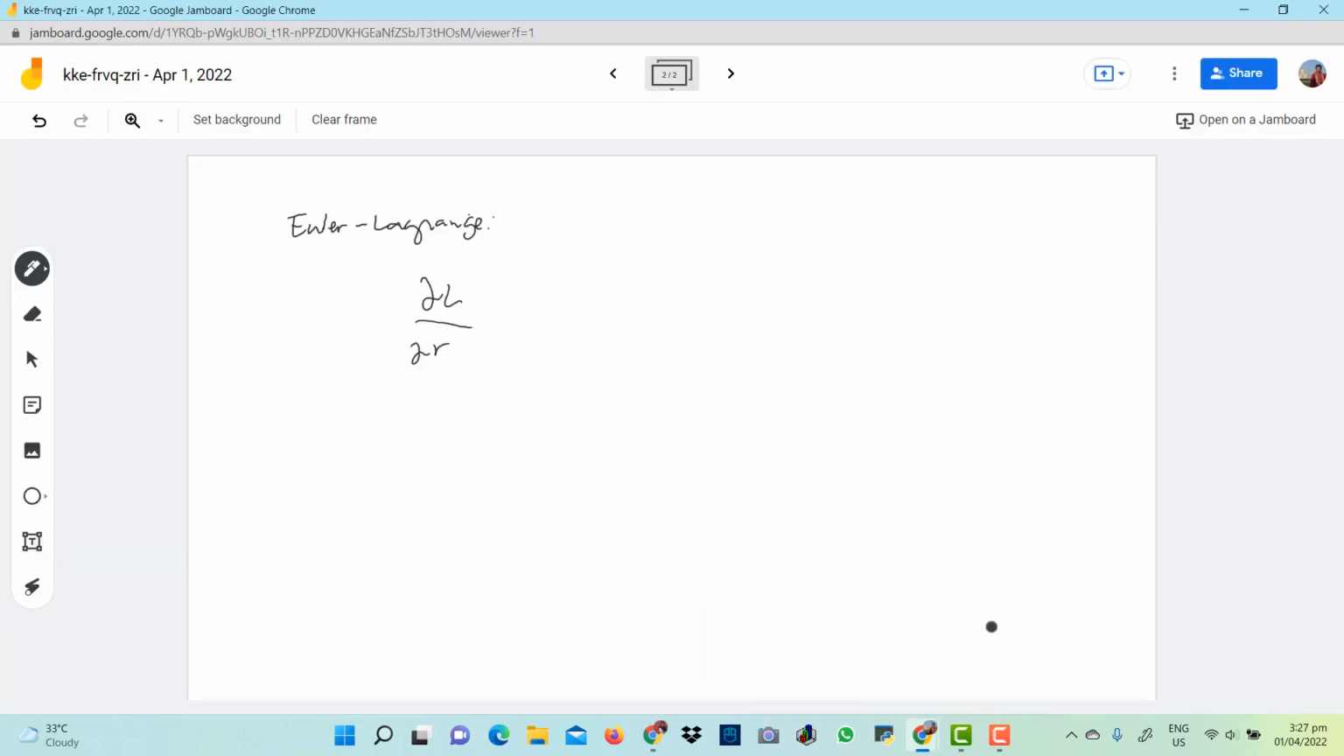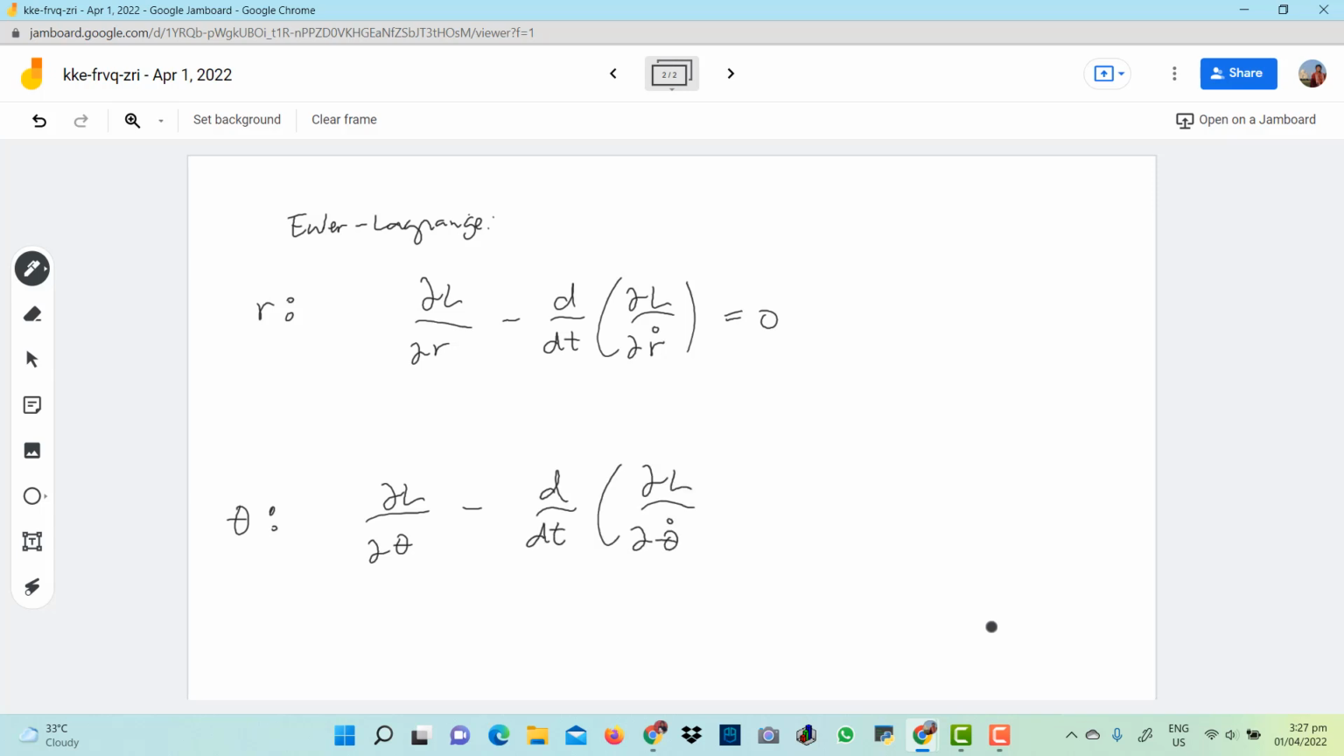So with respect to the r coordinate, I have partial L with respect to r minus d/dt of partial L with respect to r dot equal to 0. And then with respect to theta, I have partial L with respect to theta minus d/dt of partial L with respect to theta dot equal to 0. So these are the Lagrange equations of motion with respect to r and with respect to theta.